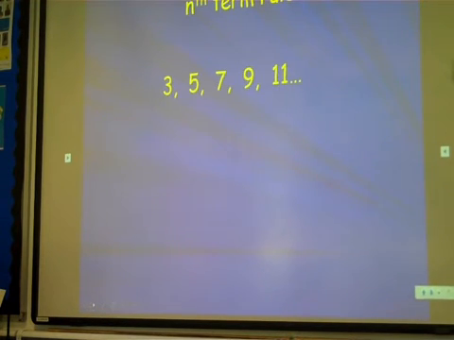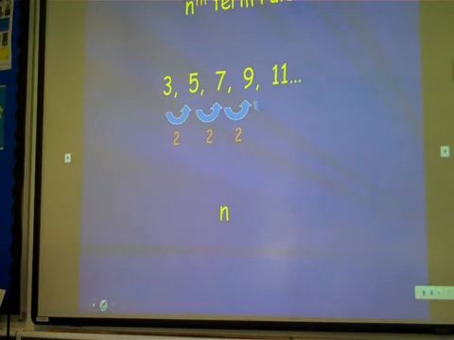So finding the nth term rule, when you've got a sequence, you need to be having a look at what that sequence is going up in. If it's an nth term rule, we're going to start off and we've got an n in the sequence. So the sequence is going up in 2s each time. So it's going to be 2n.